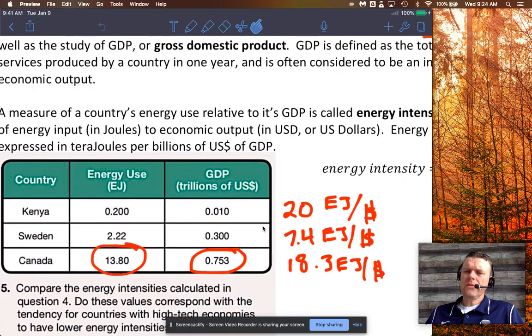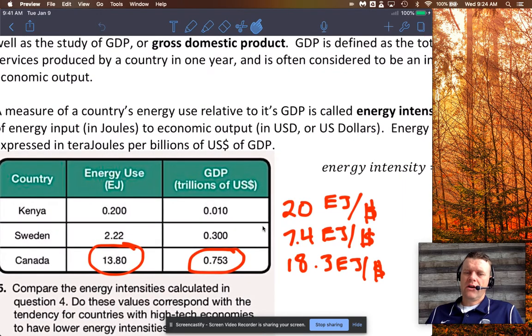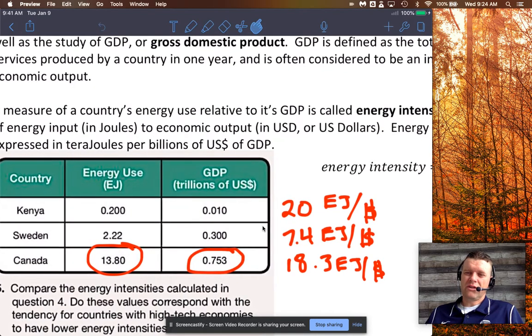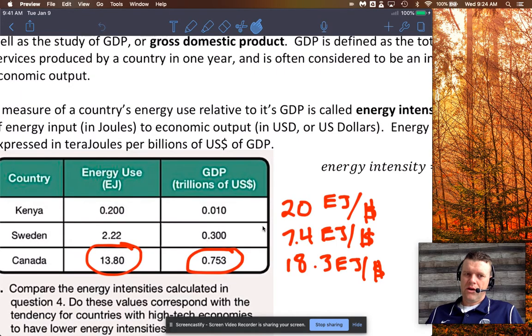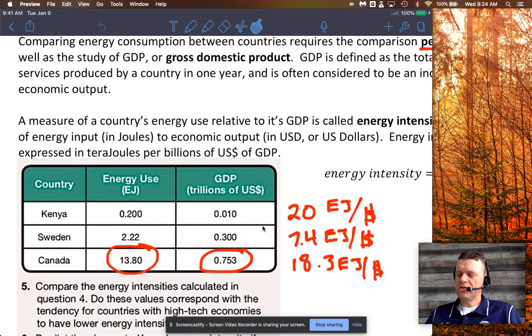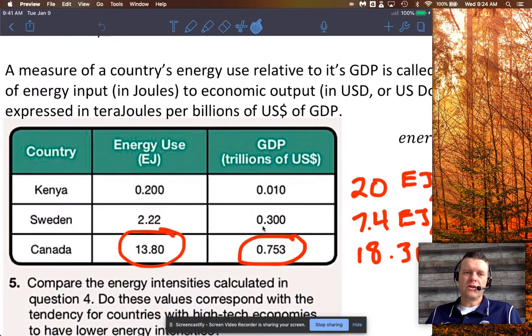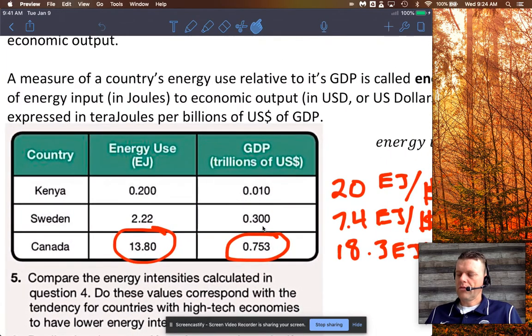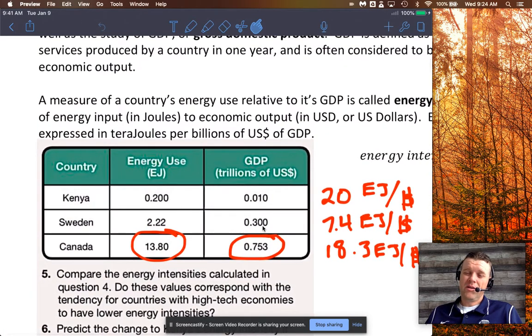So what's interesting here is it looks like developed countries use less energy, but that's not necessarily the case. I mean, Canada uses a ridiculous amount of energy compared to Kenya. Almost 10 times, not quite. Or no, more than 10 times, sorry. But the rationale for a lot of this is what you need to know. The more developed a country is, actually, the more energy it does use.